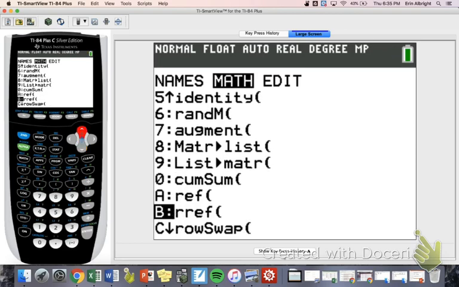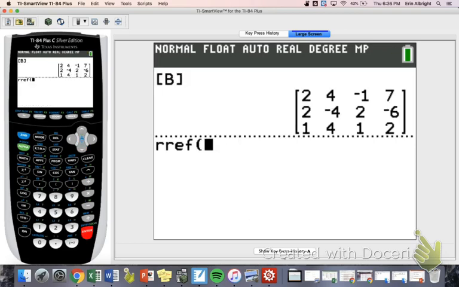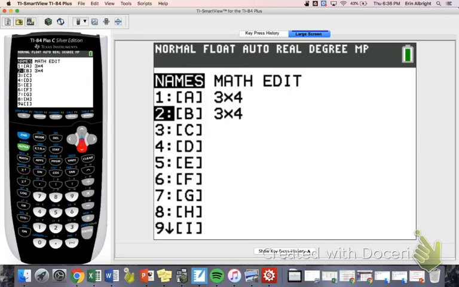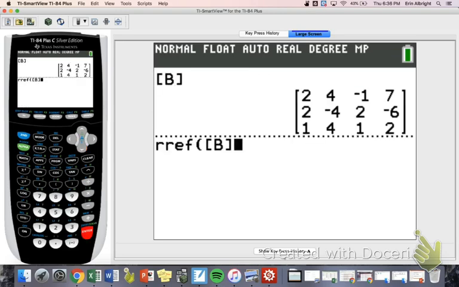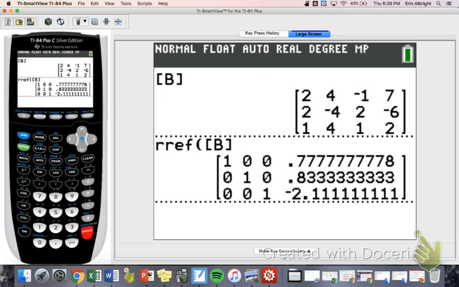Oops, too far. And I do this and I choose that I want to do it on my matrix. I did it in matrix B this time. You may have gone back and overwritten your matrix A. That's absolutely fine. But this is what I get this time, and there's the problem. I have all of these decimals, and I don't want those decimals. I want this to be in fractions.